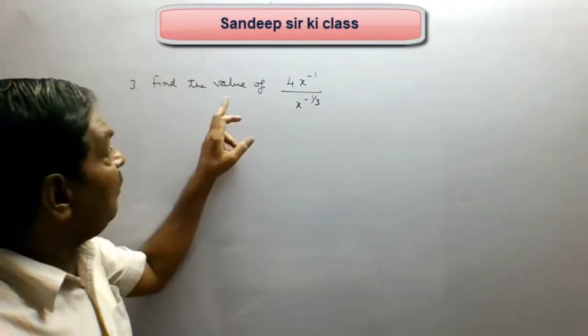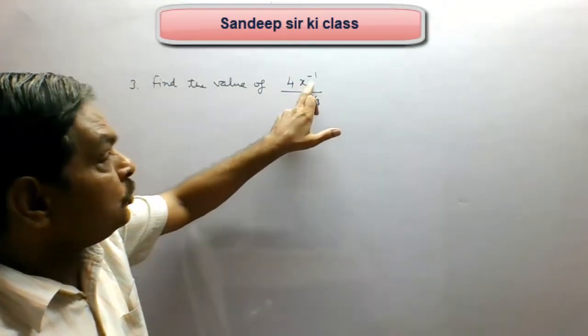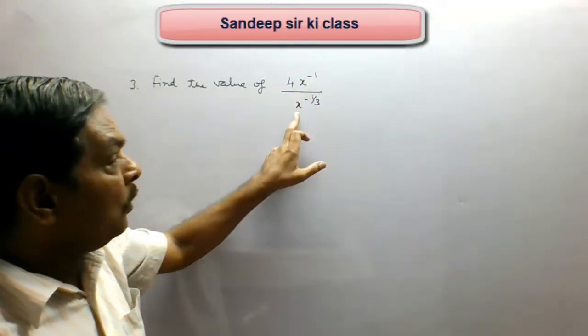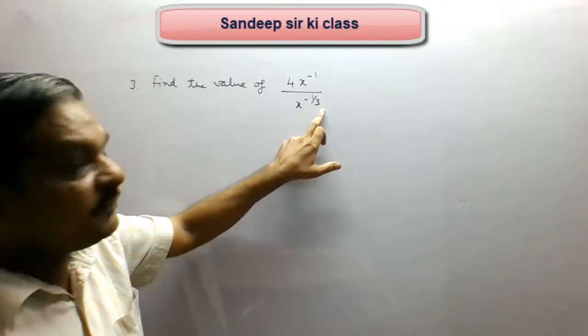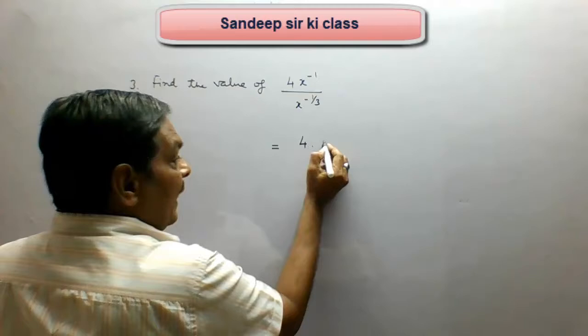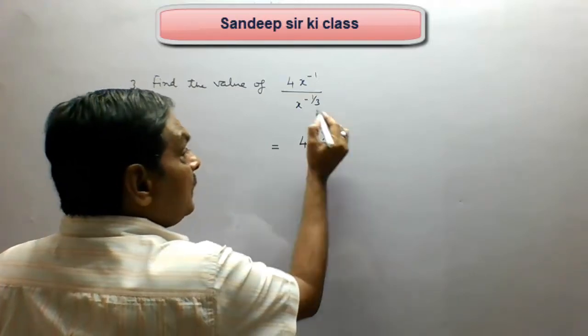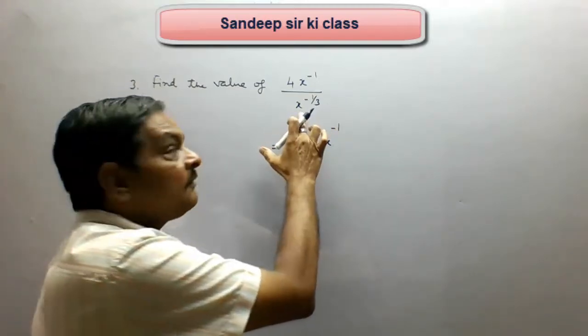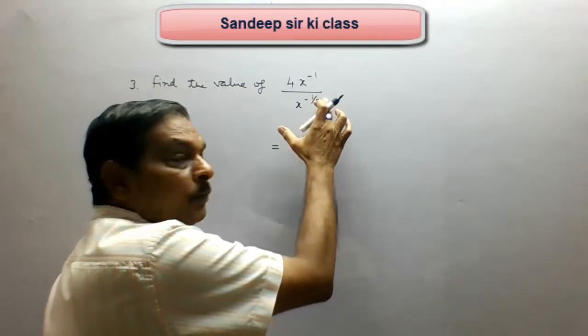Example 3 is find the value of 4x to the power minus 1 upon x raised to the power minus 1 upon 3. Now this can be written as 4x to the power minus 1, and here in the denominator we find x to the power minus 1 upon 3.